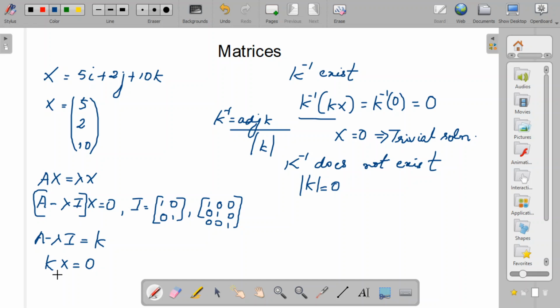Did you understand? That is, if K inverse exists, I can say that X is equal to 0, then I can say that it has a trivial solution. And suppose this K inverse does not exist, or the whole process is not possible, then I can say that X will have a solution other than 0, or a non-trivial solution exists. So if determinant K is equal to 0, or if K inverse does not exist, I can say X will have some non-trivial solution.